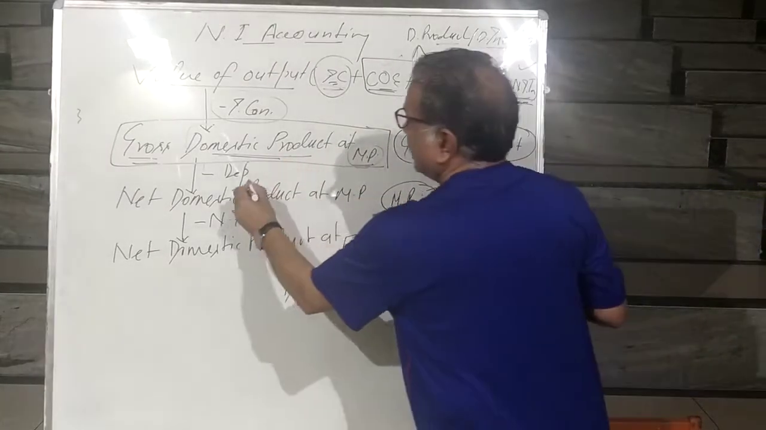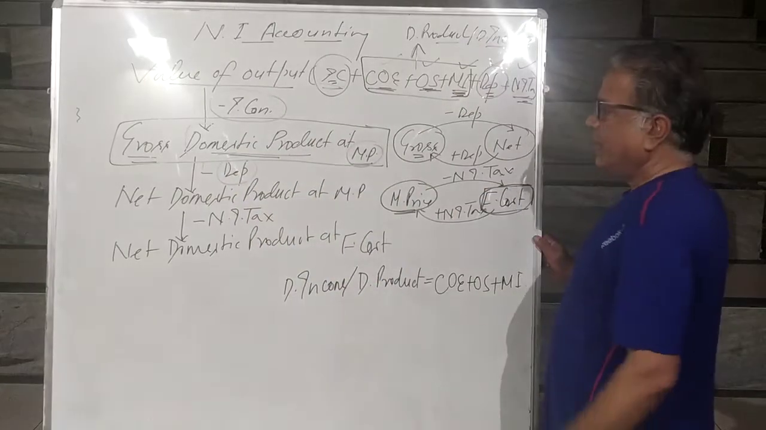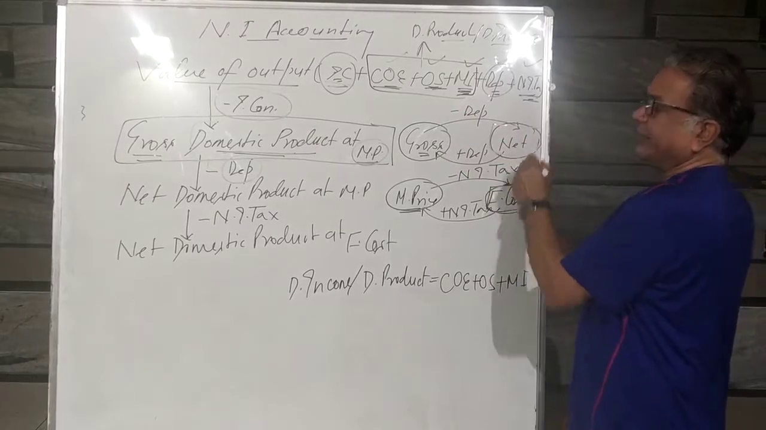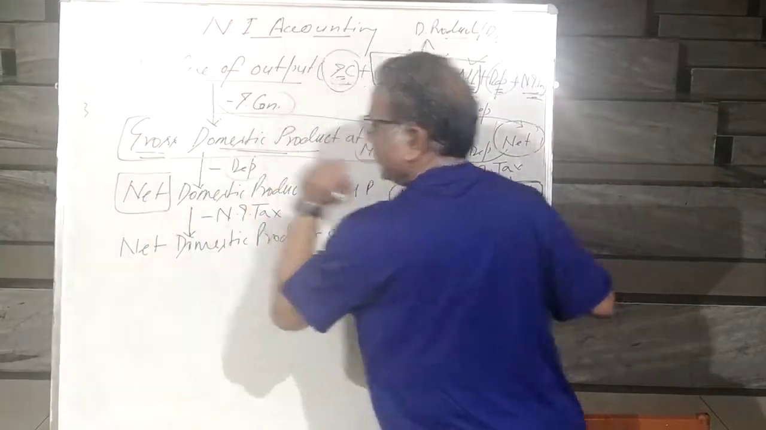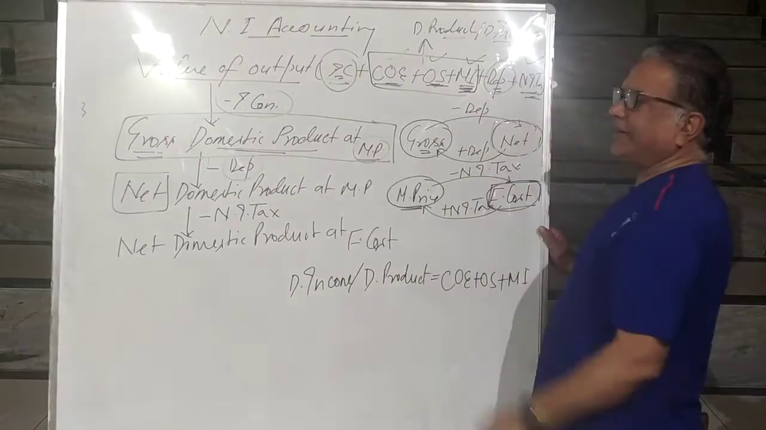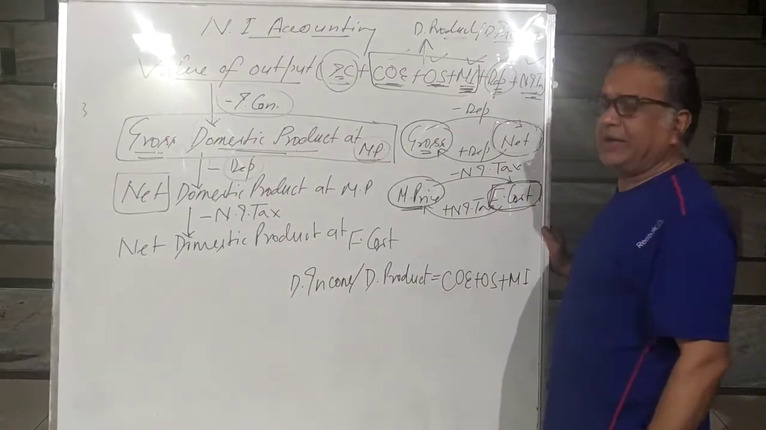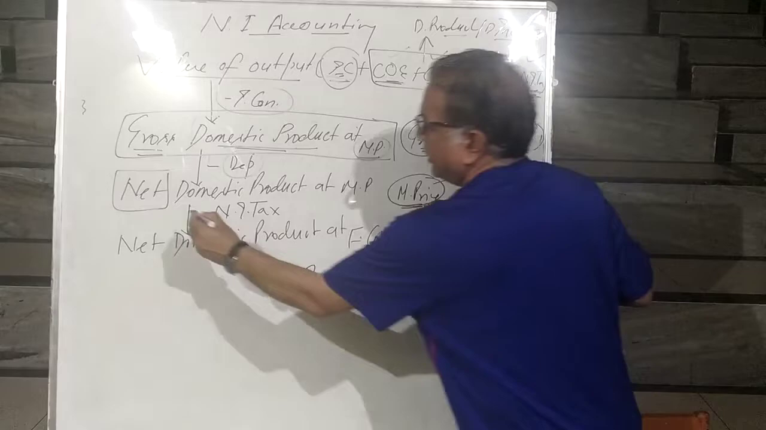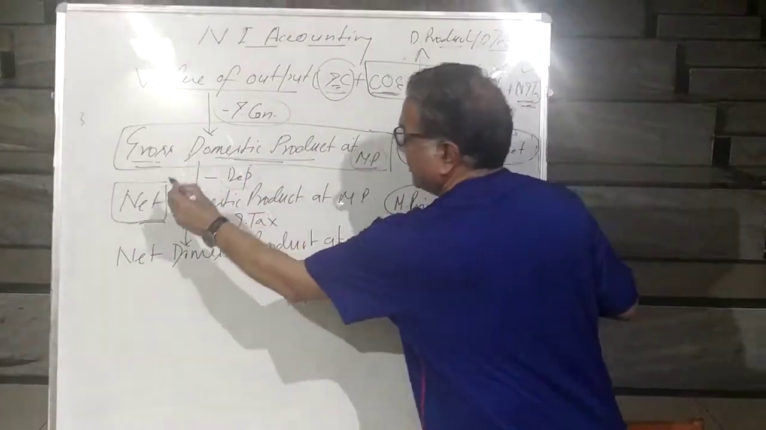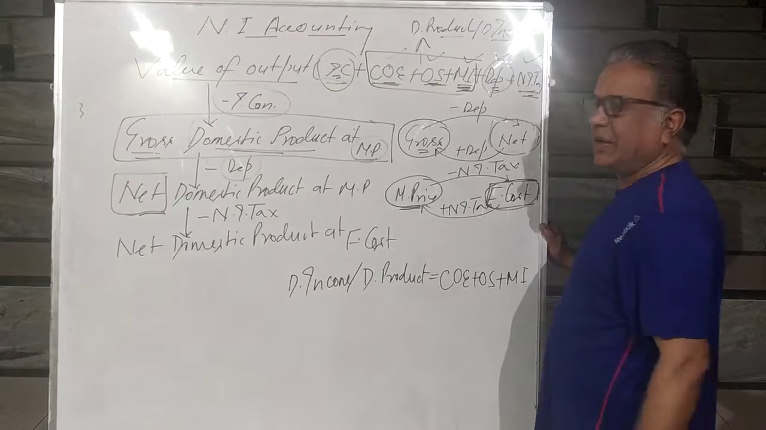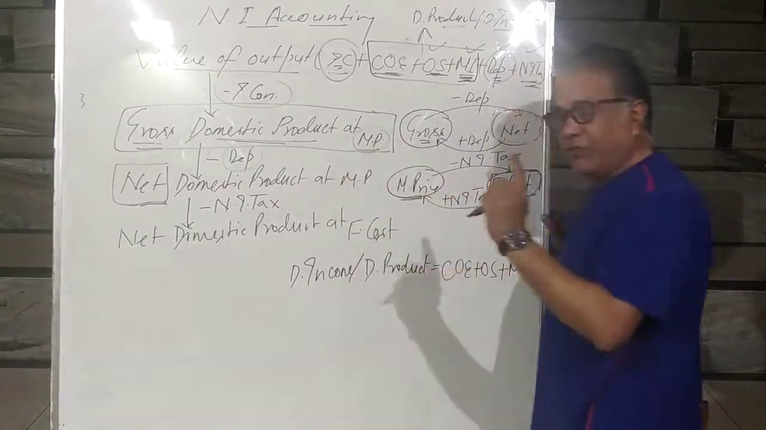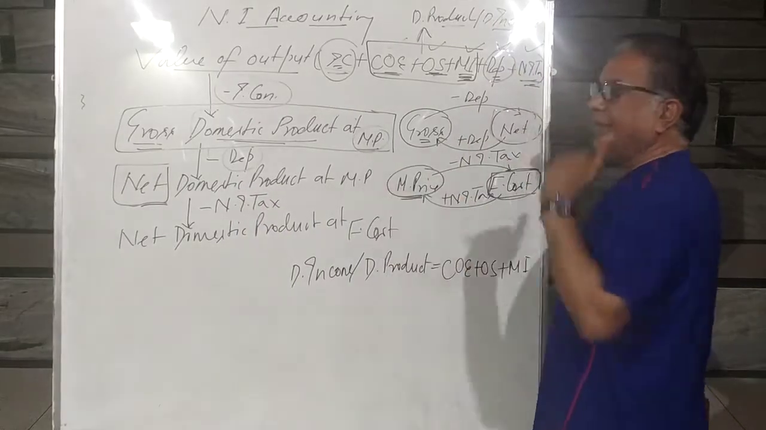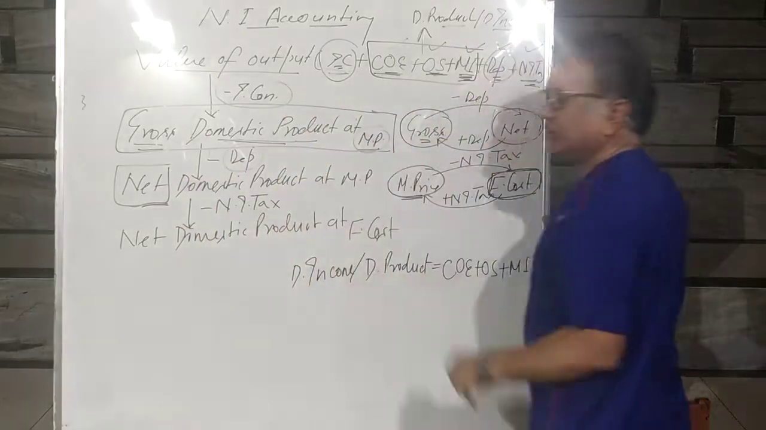Now further, if I remove depreciation from this, gross minus depreciation, what will it be? Net. That's why I am writing net here. So from this gross domestic product at market price, only what is subtracted? Depreciation. And whenever you subtract depreciation from gross, it gets converted into net. So then it will be net domestic product at market price. How will you define it? It's the value of final goods and services produced within the country, including net indirect tax, excluding depreciation.